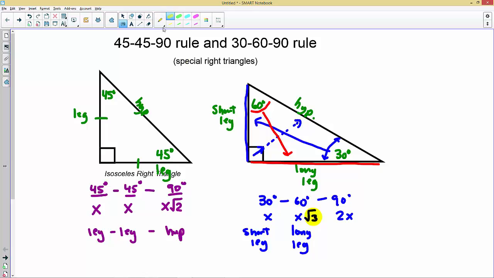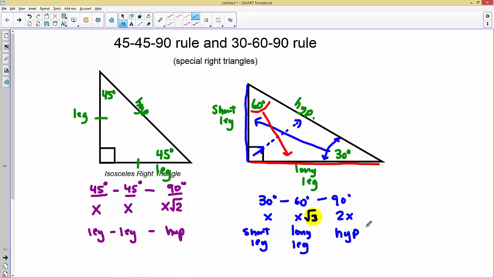So obviously that's the long leg because the square root of 3 is about 1.7. So you're multiplying this x by roughly 1.71, or exactly by square root of 3. And that will give you the length of the long leg. And of course, the hypotenuse is double the short leg. Double the short leg. And that's really important.